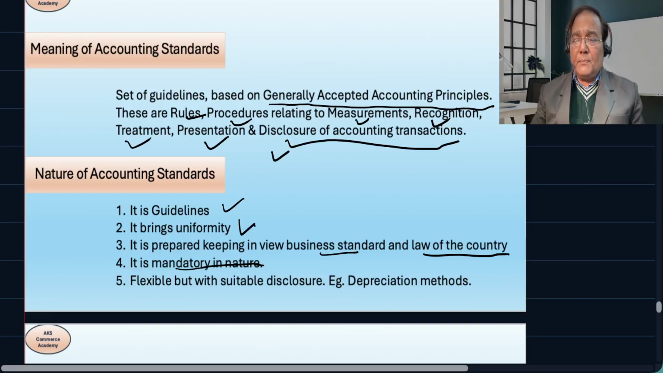Flexible but suitable disclosure, example, depreciation method. So there is no hard and fast rule to follow a particular method of depreciation. It is the choice of the company, but it has to disclose in its report or a statement why it has followed this particular method, or if at all it has followed, it has to be continued consecutively. It should not be such that the first year one method, second year another method, third year yet another method. So there should be consistency.